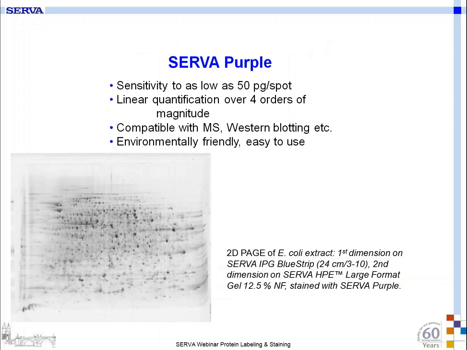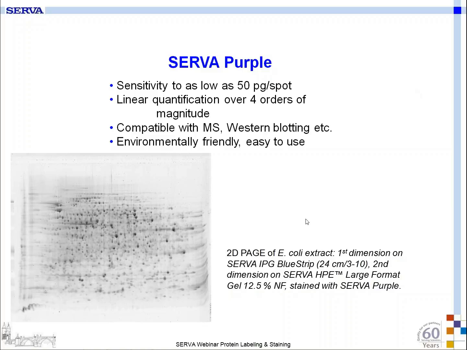Then this is our SERVA Purple. This can be very useful with 2D PAGE. We have another webinar online where Christian Moritz also used it for the detection. The sensitivity here is as low as 50 picograms. You have a linear quantification over 4 orders. It's compatible with mass spec, Western blotting, and all your upstream you have. It's very environmentally friendly and easy to use.